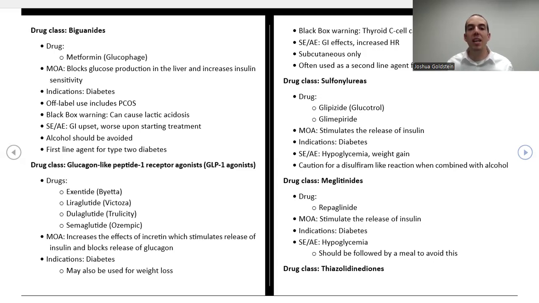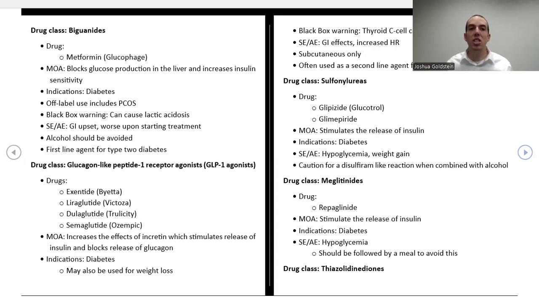And these medications work by increasing the effects of insulin, which stimulates the release of insulin and blocks the release of glucagon. So these are both going to help lower the sugar level by getting more insulin out there and by getting less sugar out there. What do we use it for? Obviously for diabetes, and some of these are actually now labeled officially to be used for weight loss as well. It does have a black box warning that it can cause thyroid tumors. It has an increased risk of thyroid C-cell cancer. It does have side effects of GI effects as well as a higher heart rate.